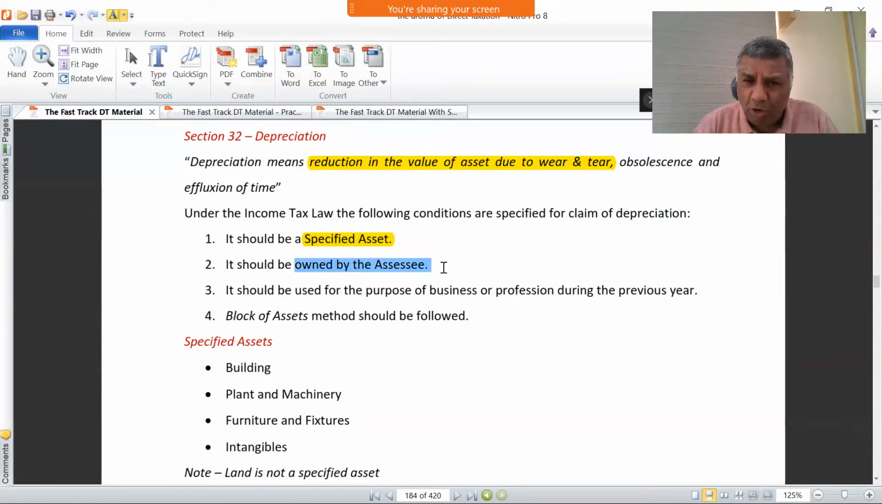It should be owned by the assessee. Owner can only claim depreciation. We all know. But the law uses the term not just the legal owner, beneficial owner. Not just the legal owner. Substance over form.